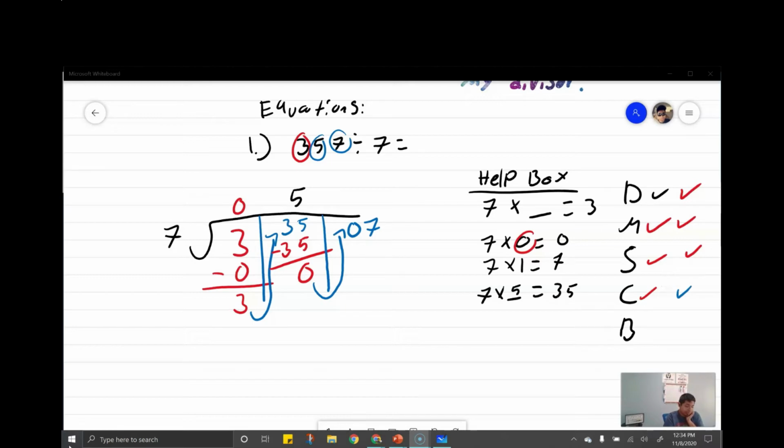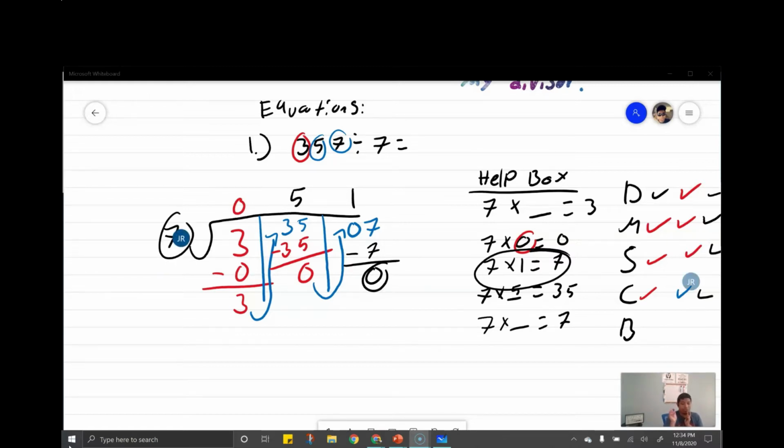Good. Now, how many times can 7 go into 7? So 7 times what equals 7? Good, 1. We have it right here. So now I'm multiplying. 7 times 1 is what? 7. Good. 7 minus 7 is 0, good. And I checked, 0 is smaller than 7. Good job.